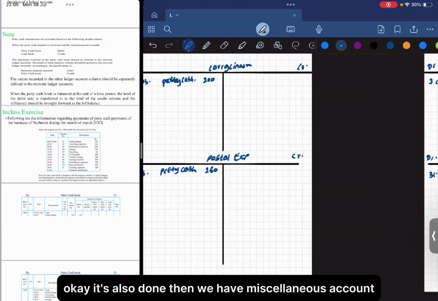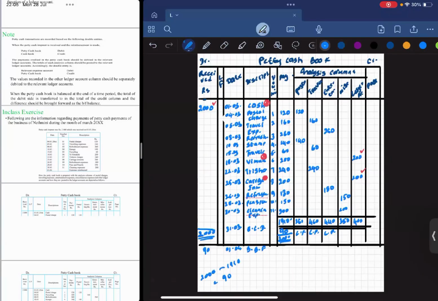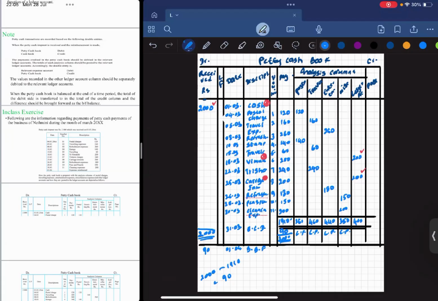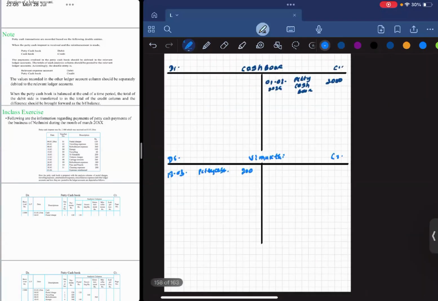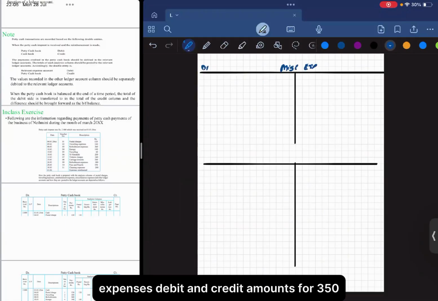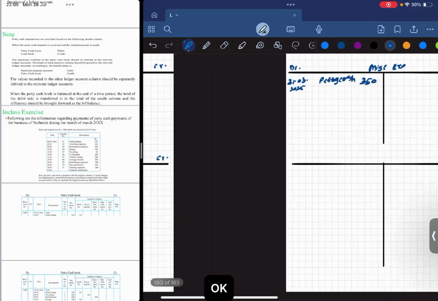Okay, it's also done. Then we have the miscellaneous account, ledger posting, right? Ledger posting 350. Miscellaneous expenses, debit and credit amounts for 350. Petty cash, 31st March 2025. Okay.